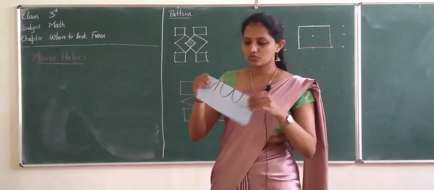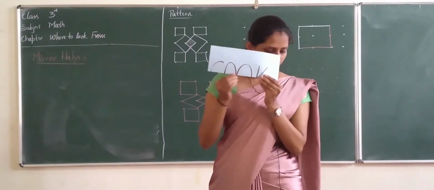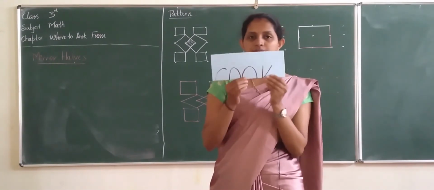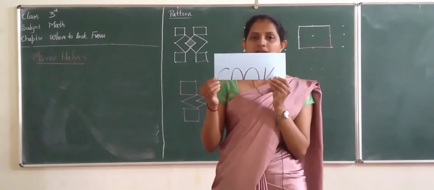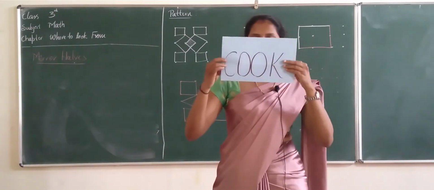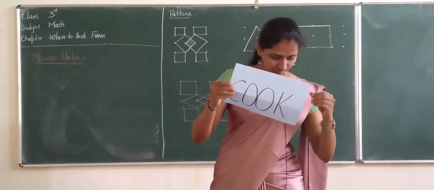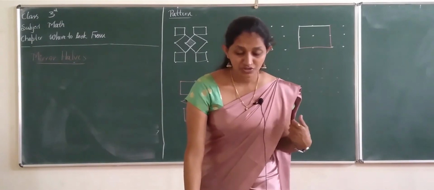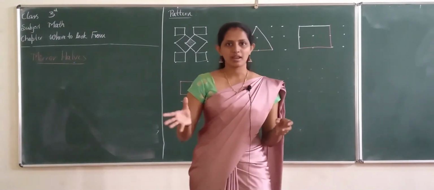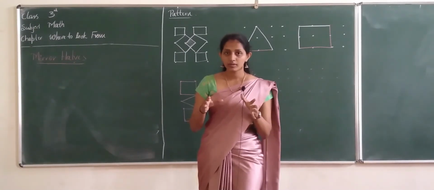Now, can you guess this word? Yes. Cook. Understood, no? What is symmetrical, asymmetrical, mirror half? So, in this class we learnt about what?